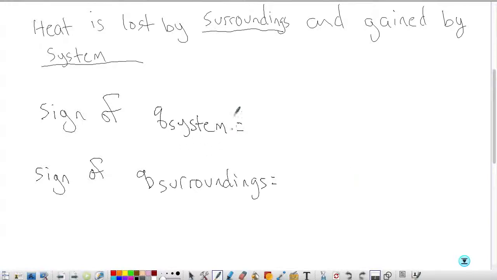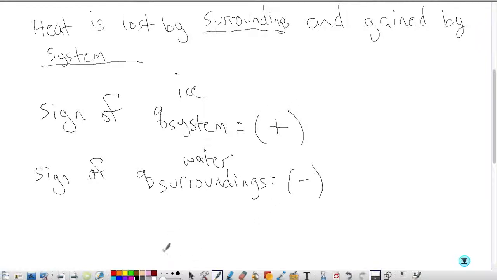Okay, so Q system is the ice cube, right? And Q surroundings is the water. So the water is decreasing in temperature, which means that it is going to have a negative delta T, so it's going to have a negative heat associated with that temperature loss. So that heat must be being gained by the system, the ice, so that's going to increase.